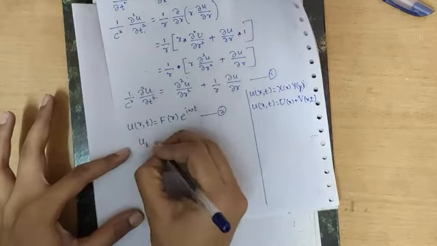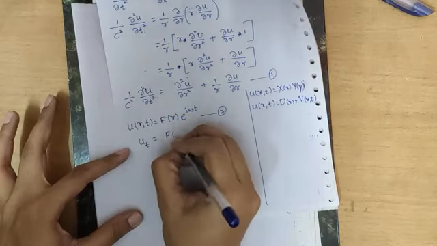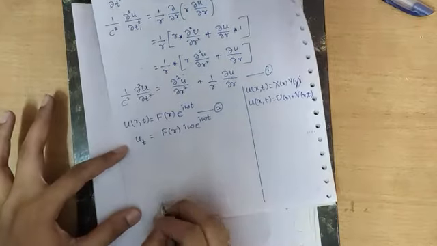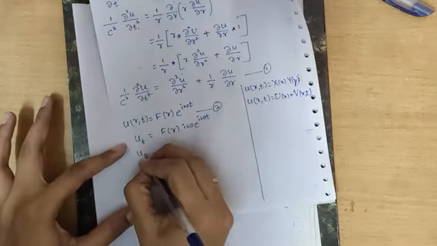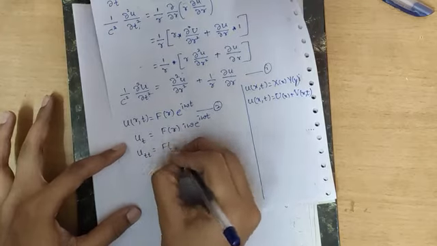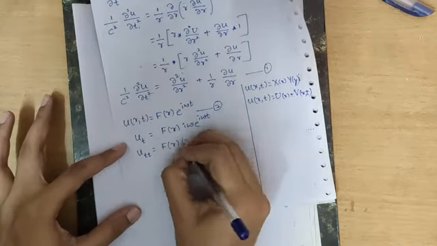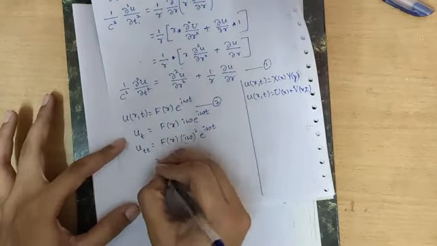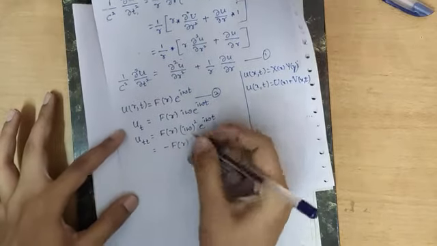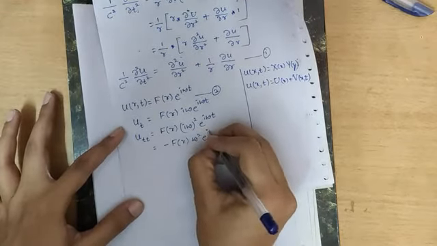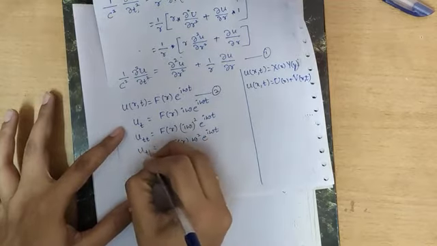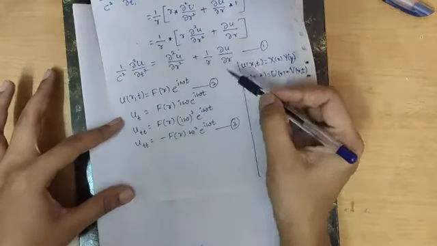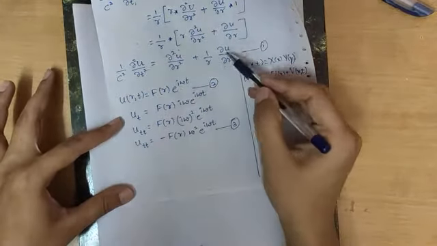If you differentiate with respect to t, you will get f(r) iω e^(iωt). If you differentiate again, you will get u_tt equal to f(r) (iω)² e^(iωt). i² is nothing but minus 1, so it will be minus f(r) ω² e^(iωt). This is nothing but your u_tt. I will call this equation number 3. Now I have to differentiate with respect to r once. I will substitute here.